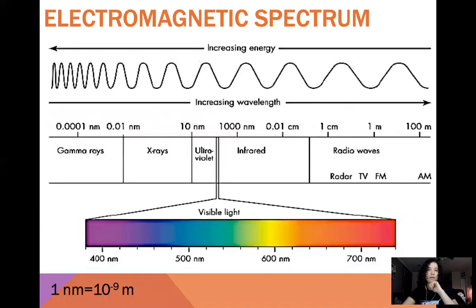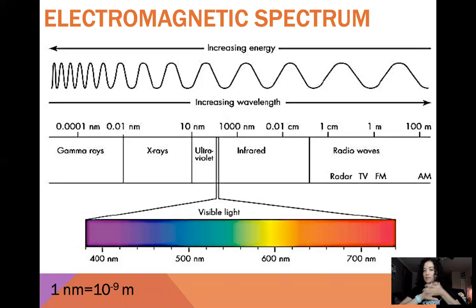So here is our electromagnetic spectrum. Please make sure you jot this down, pause me, do it to it. As we move from the right to the left, we are increasing in energy. So that means as we move left to right, we are decreasing in energy along this spectrum. As we move from left to right, we are increasing wavelength. So the less energy, the larger the wavelength. Less energy, larger wavelength.